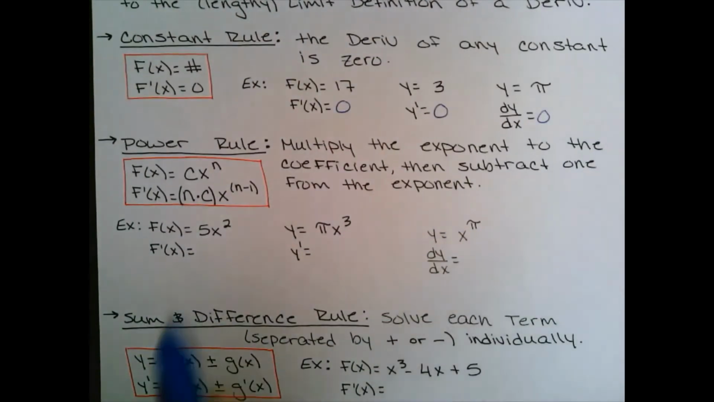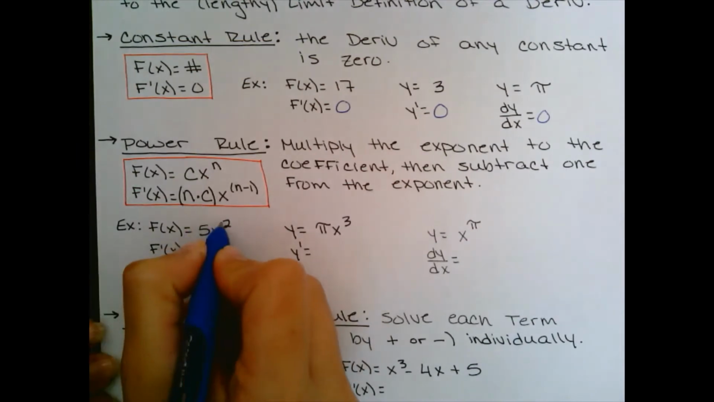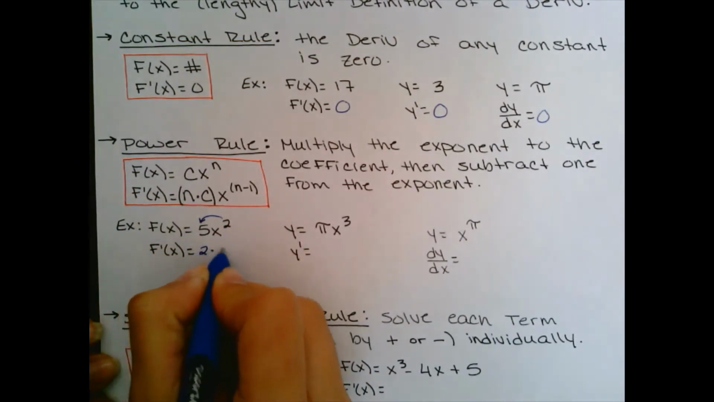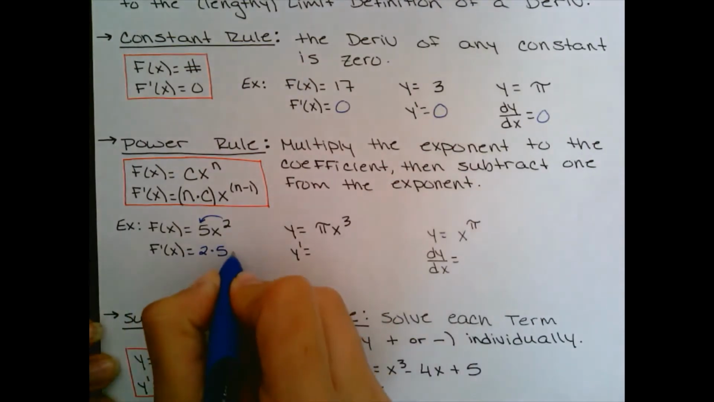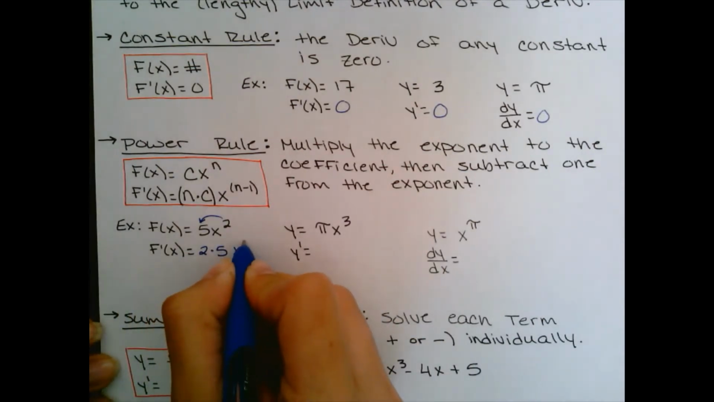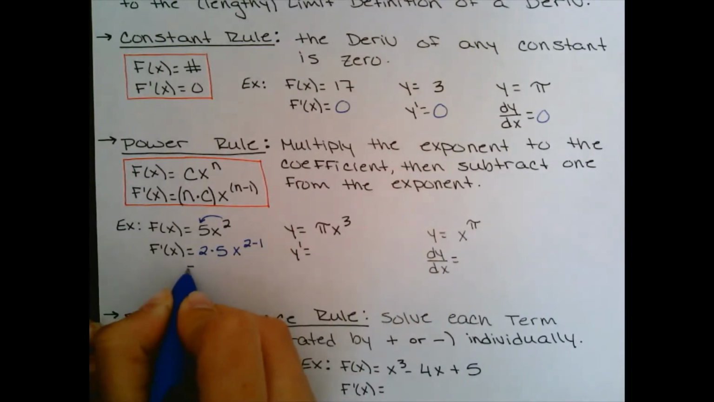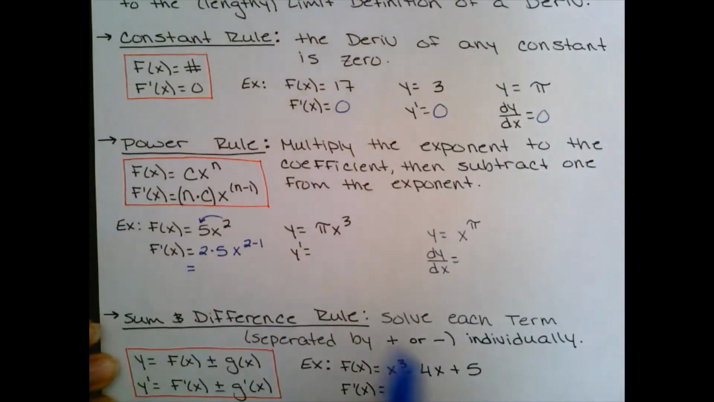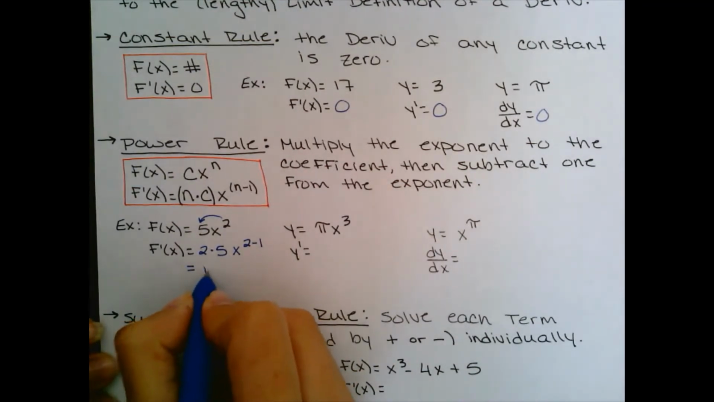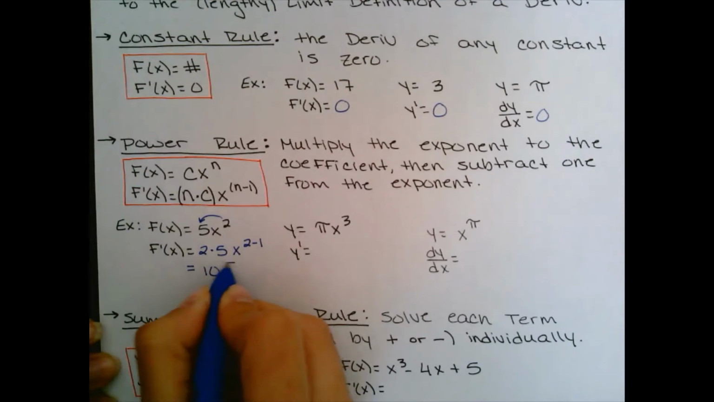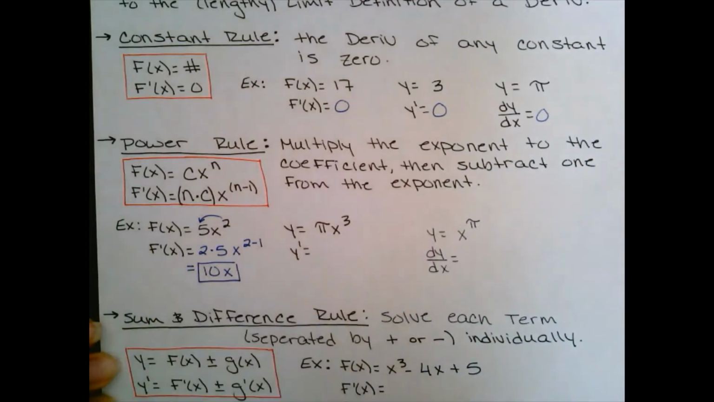So, for example, first I'm going to multiply this 2 to the front, and I'm going to say 2 times 5. And then I'm going to say x raised to 2 minus 1. And obviously, as you go doing these, you're not going to have to take this short step here. So 2 times 5 is 10. And then 2 minus 1 is 1, so I don't have to write it. And that's my answer. Okay, let's check out this next one.